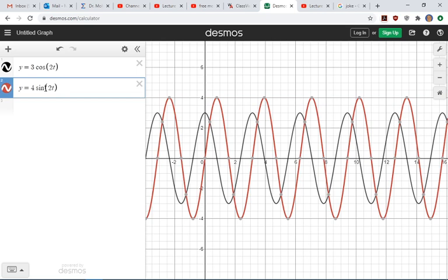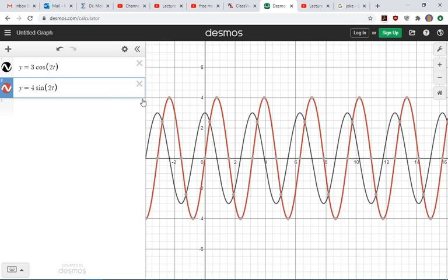So this is the red curve. The black one is the cosine. It comes to the height of 3. The red one comes to the height of 4. That's the sine function. And now the question is, what if I add the black and red? What do I get?